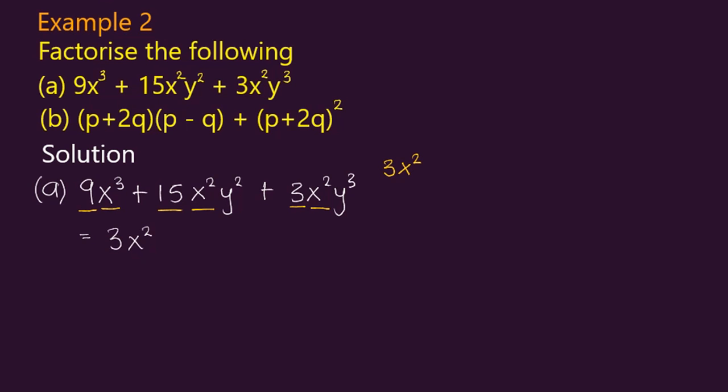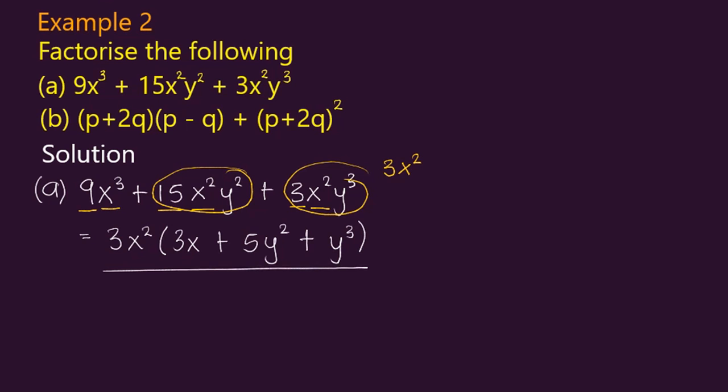Divide 3x squared into each of the terms. Starting with 9x cubed, we get 3x. Divide 3x squared into 15x squared y squared, what we get is 5y squared. And divide 3x squared into 3x squared y cubed, what we get right there is y cubed. Right, and that is the solution. We cannot factorize it any further. Alright, let's go on to part B.